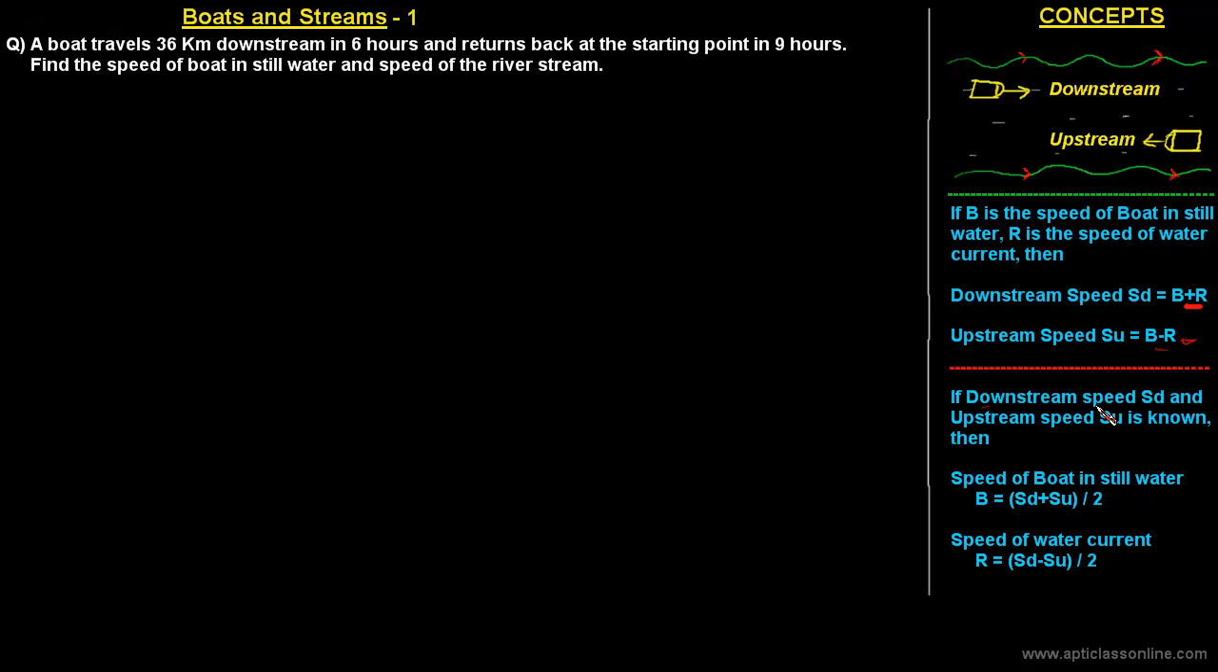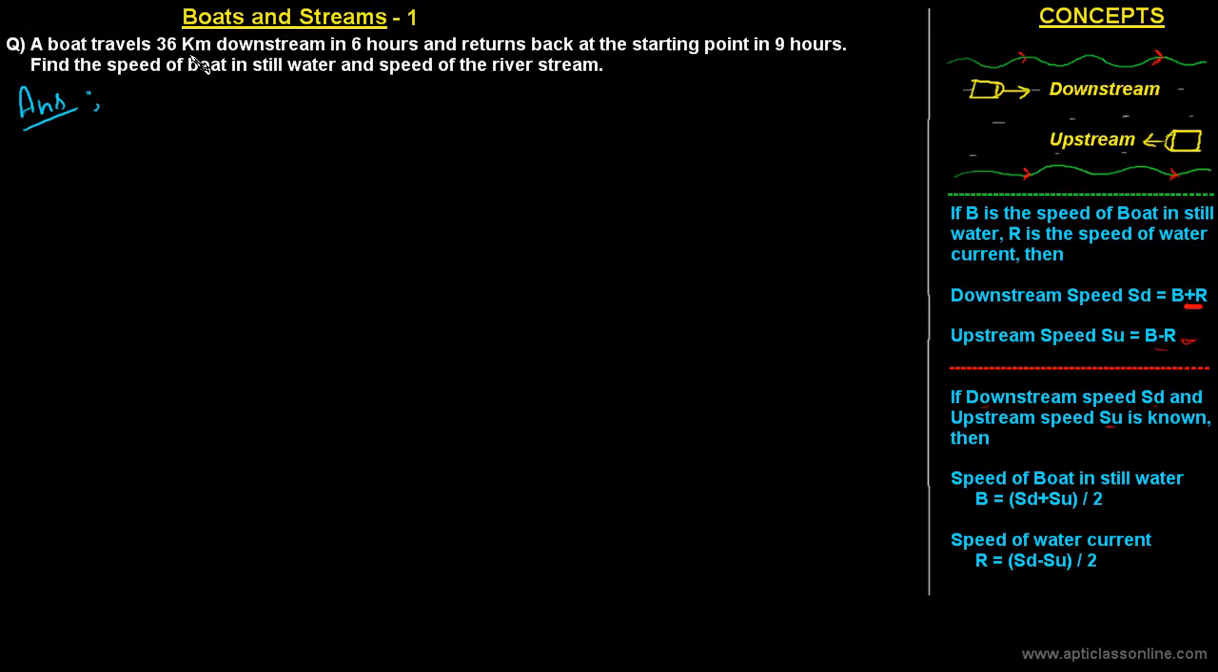If we know the downstream speed SD and the upstream speed SU, then with the help of SD and SU, we can calculate the speed of boat in still water, which is equal to SD plus SU by 2. That means downstream and upstream speed added divided by 2, and speed of water current will be SD minus SU by 2. So these are the basic concepts and formulas which we'll be using here to solve this question. So let's first read this question.